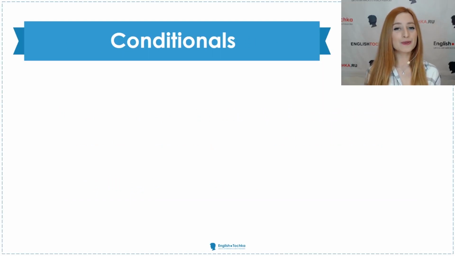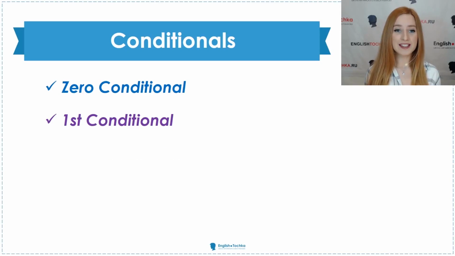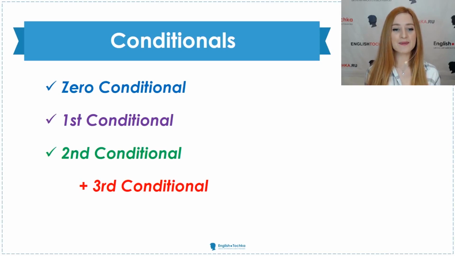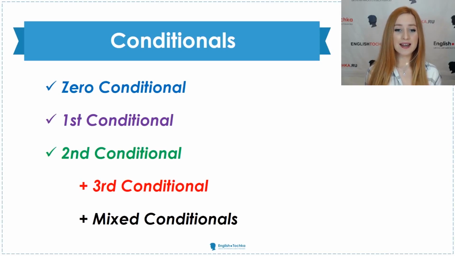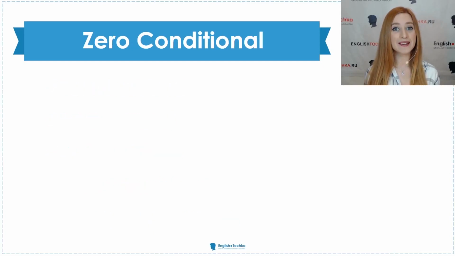So we have a few types of them. They're called the zero conditional, the first conditional, the second conditional, also the third conditional, and mixed conditionals. Today we are going to talk about the zero, the first and the second conditional. The third and mixed, we are going to talk about them later. Alright, so let's start with zero conditional.